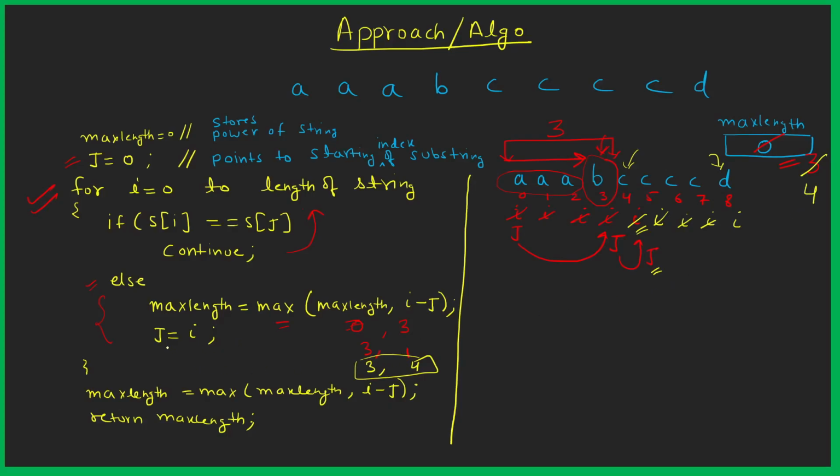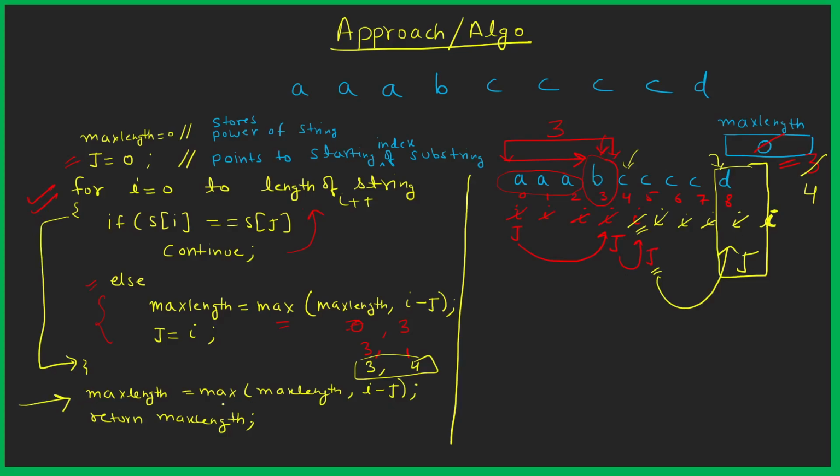Now before moving further, I have to set j equal to i. So this j will move to here. Correct? So I am at index number 8 and i and j are same. As you know, we are incrementing i plus plus here, so first i will be incremented. Now we have reached the ending of the string, so this loop will be false and we will come out of this loop.